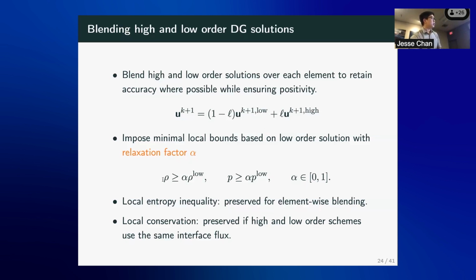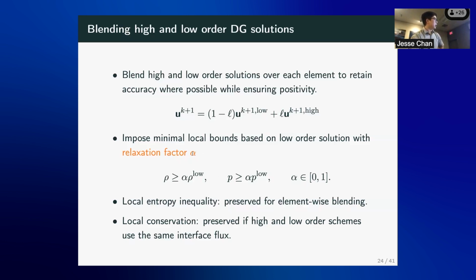The bounds that we're going to impose in particular are going to be what we call relaxed positivity bounds. So instead of just trying to prove that the density rho and the pressure P are positive, we're actually going to try and enforce that the density and pressure are larger than or equal to some factor multiplied by the density and pressure that come out of the low order scheme, so that we're bounded away from zero. And we found that this gives us much more robust, much larger time steps in practice.